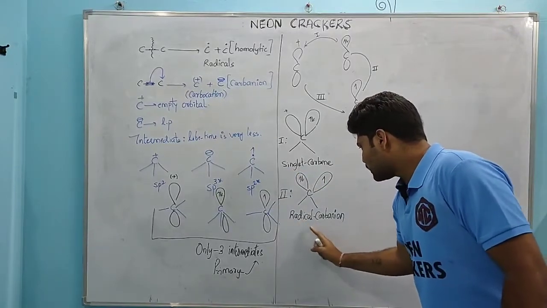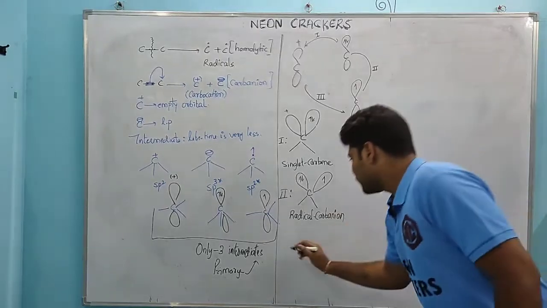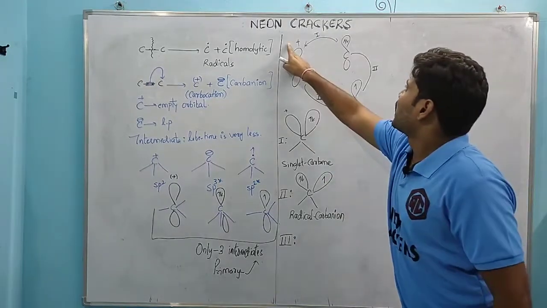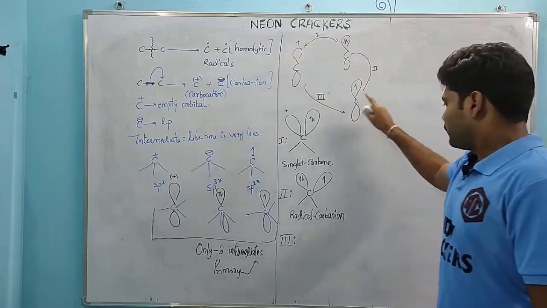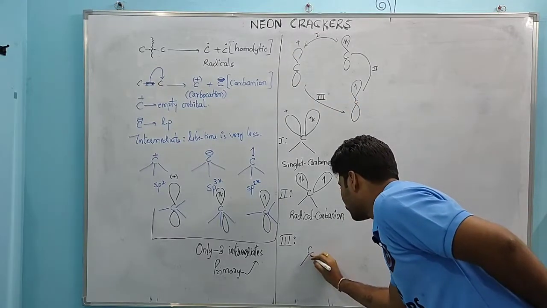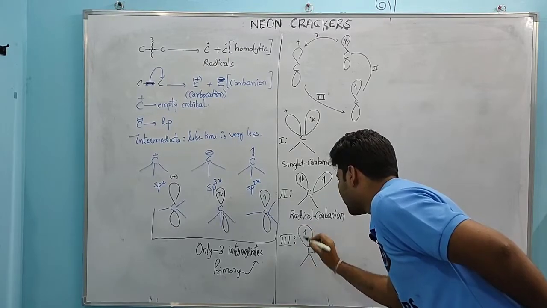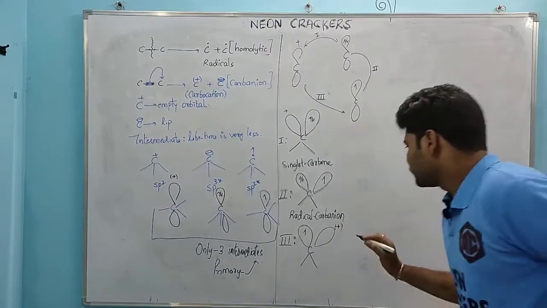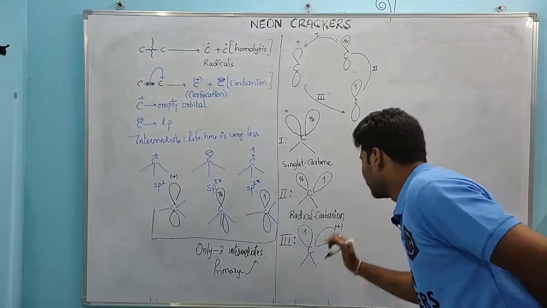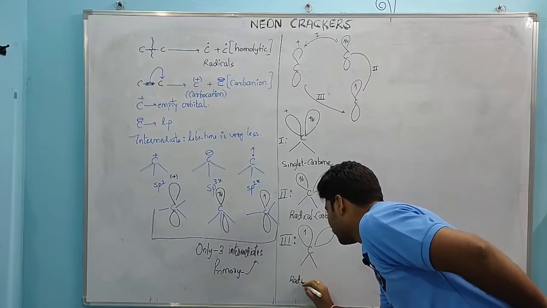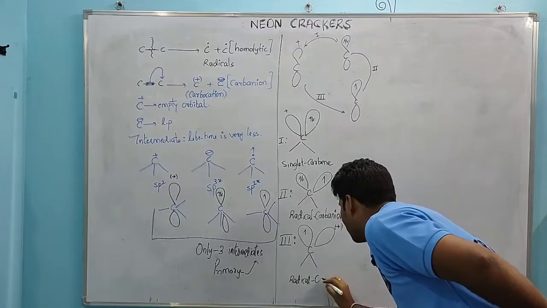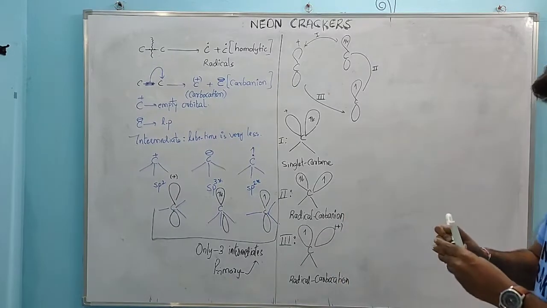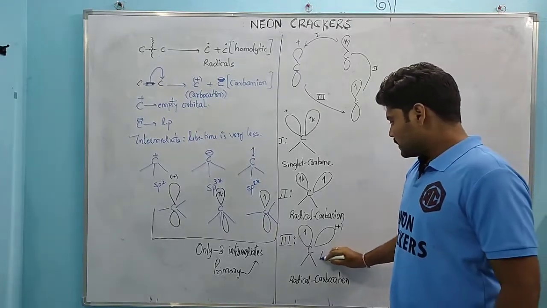Second one is radical carbanion. So one more intermediate is the third combination. What is that? Carbocation and radical. There are two bonds. One lobe has an unpaired electron, that means radical. The second lobe has an empty orbital, that means positive charge. So this is called radical carbocation. But in nature it does not exist.